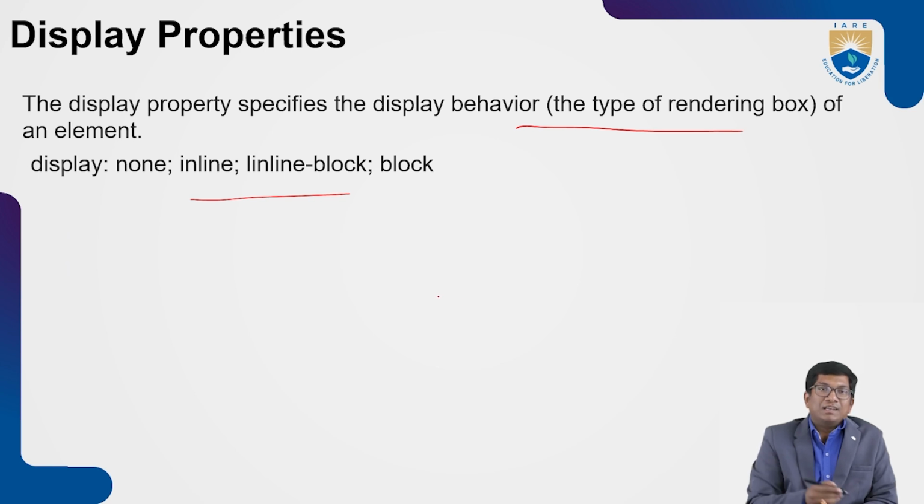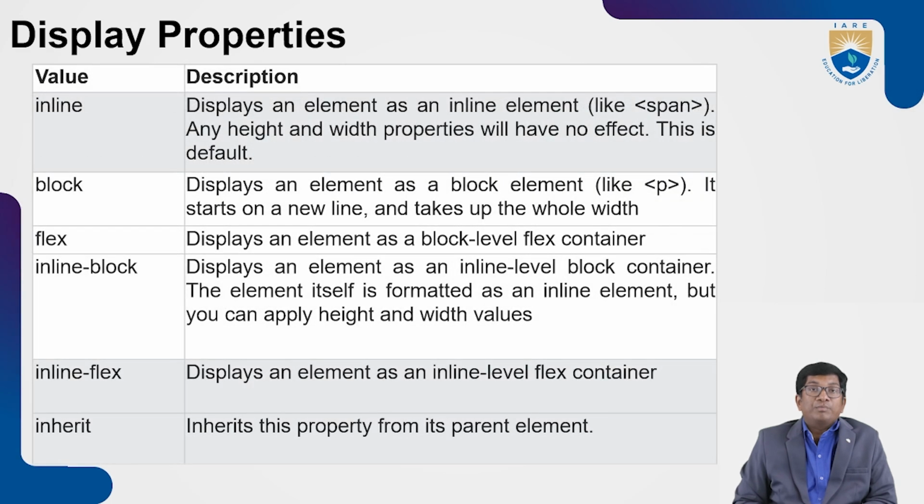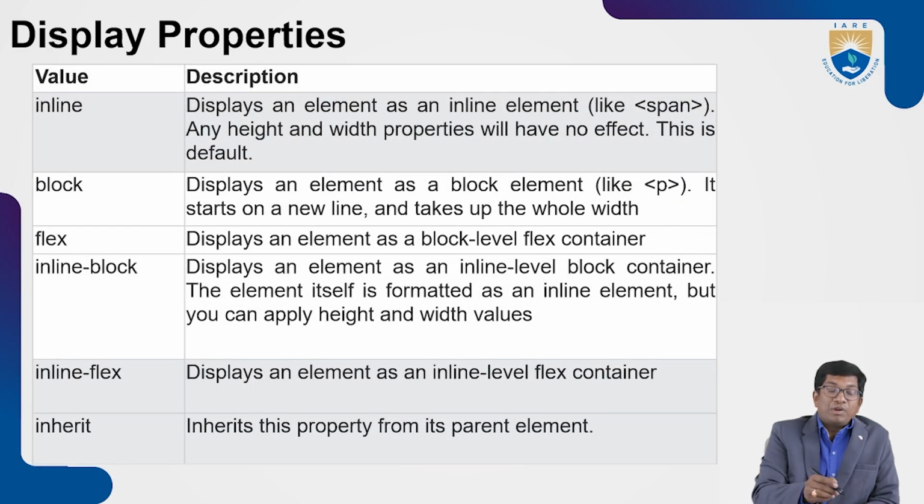Inline: it will display side by side. Inline block: within the block. Block: it takes the full block size and displays it, so the content on the entire page is displayed one by one and occupies the entire block. So that is the display property. In that we have different values. We'll discuss one by one.